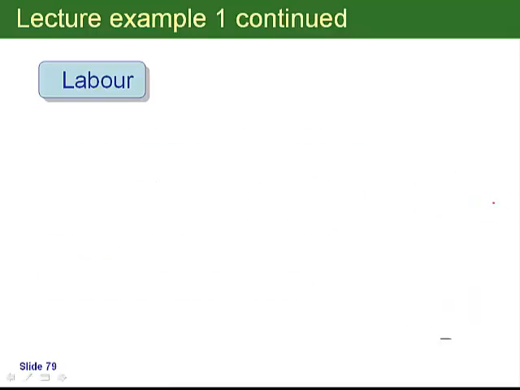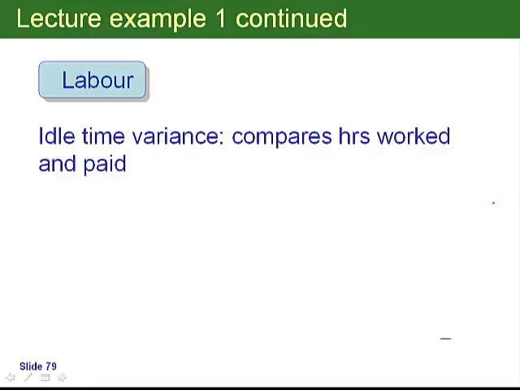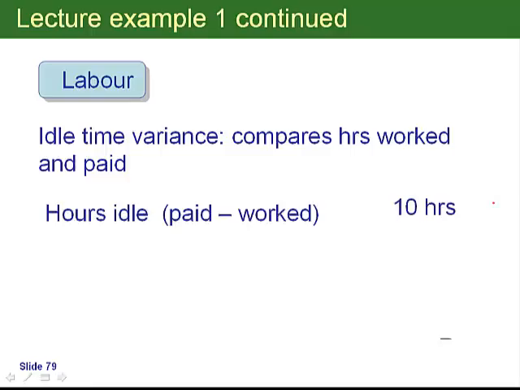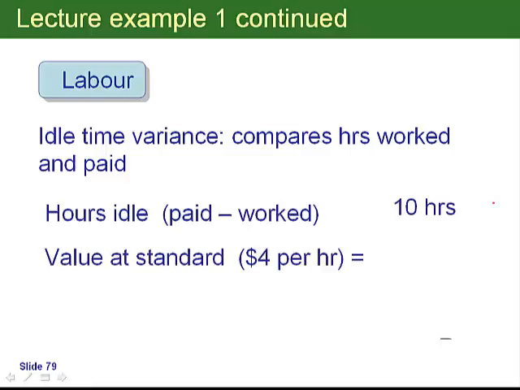Now there's one other labour variance we need to be aware of, and that is our idle time variance. Now all we're doing here is comparing the hours worked with the hours we paid for. So we had a difference here of 10 hours, the 300 less the 290. Again, we value them at the standard rate per hour, so we get an idle time variance of $40.